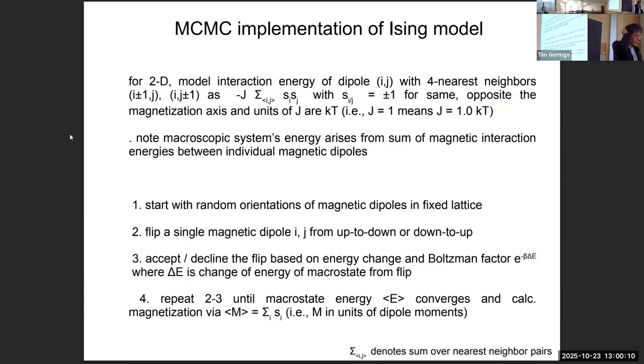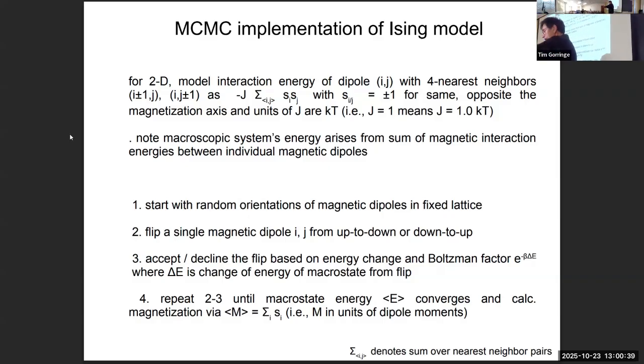A few more details on the implementation for the ferromagnet. These are details that are different from the implementation for the internal energy of the gas. So I'm going to work with a 2D model. That's the first thing. I'm going to just think about the interaction energy between nearest neighbors in this 2D model.